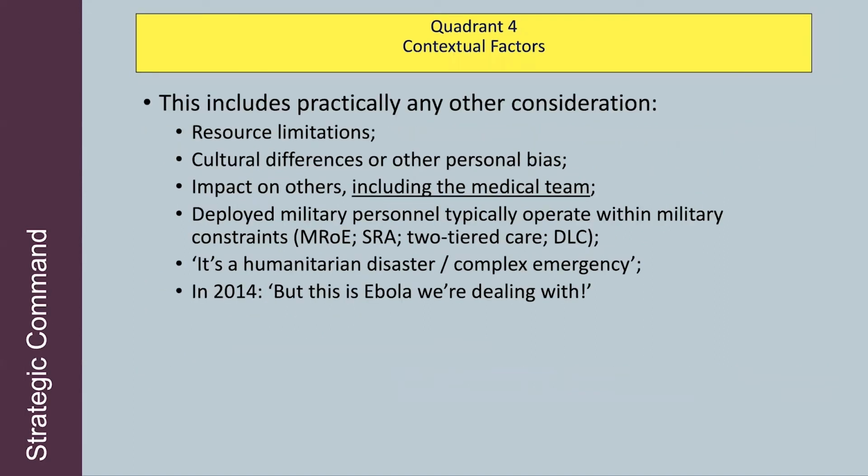If we can't make our mind up, we move to quadrant 4. Resource limitations. Yeah, you do what you can with what you've got. Cultural differences. We face this on a daily basis on many of our deployments in the military and humanitarian terms. You've got to consider impact on others as well, but very rarely do people think about the medical team. The physical and compassion fatigue of the medical team has got to be taken into account, particularly if manpower resources are finite. I mean, who cares for the carers?